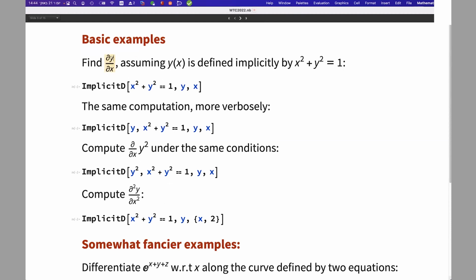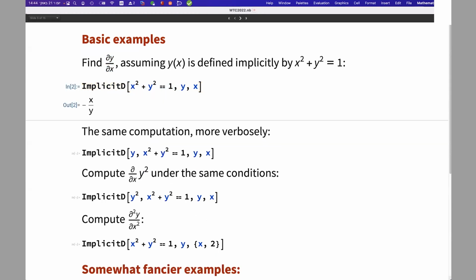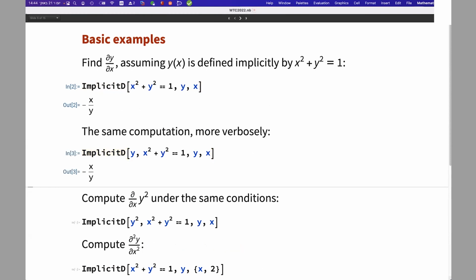So let's differentiate y with respect to x, assuming that y is defined by the formula x squared plus y squared equals 1. So here's my equation. Here's my dependent variable. Here's my independent variable. I differentiate, and I get minus y over x. I can do the exact same thing, only add the optional first argument, which is the expression to differentiate, and I get the same answer.